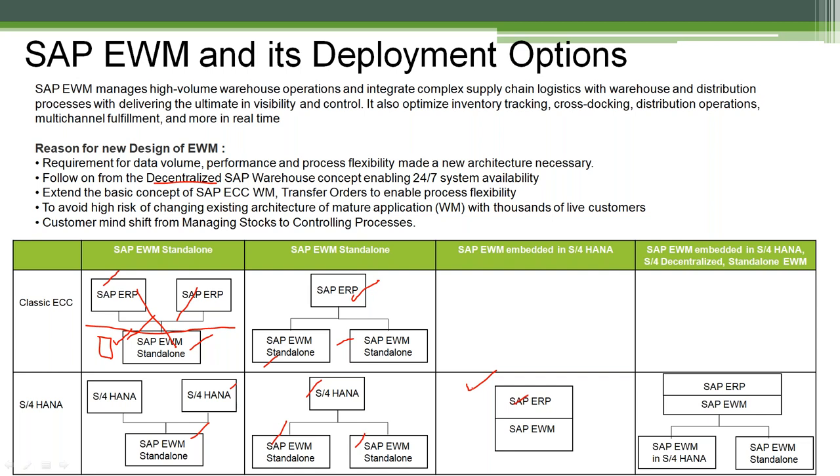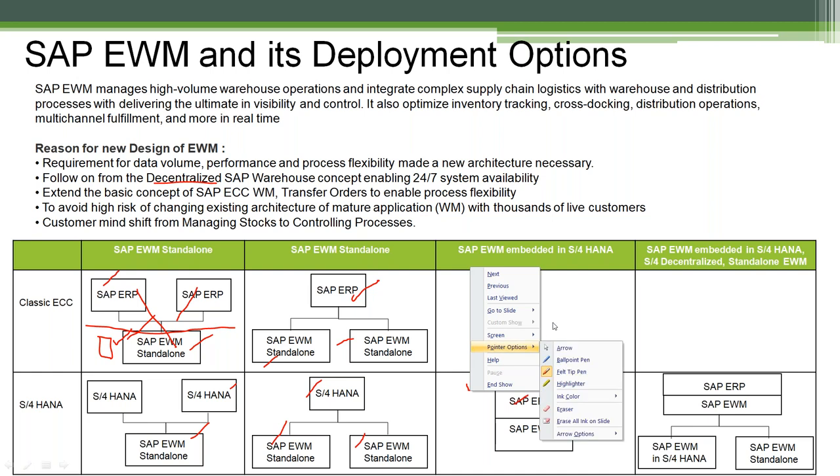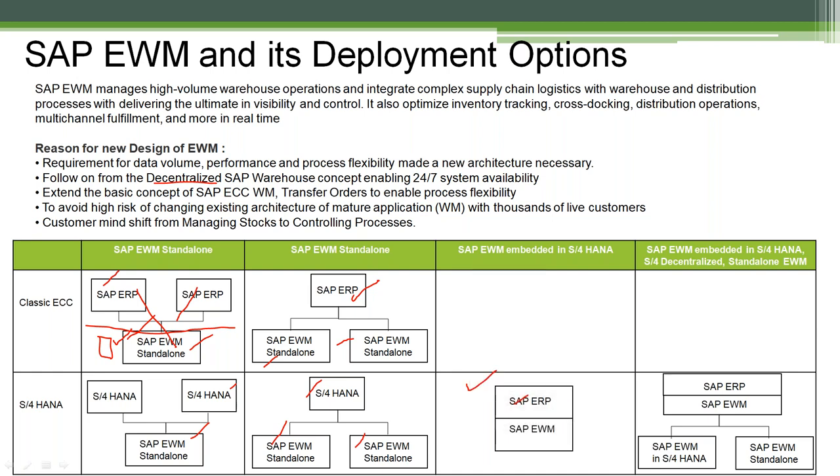So we are going to focus on the embedded version. And why embedded version in 1909? There are two reasons. One, this is going to be the most important deployment option that is going to be used in future, because SAP is going to stop support of WM. Okay, WM is going to go out. It's going to be phased out by 2025, and all WM people have to move to EWM, where there will be a lot of projects coming in.